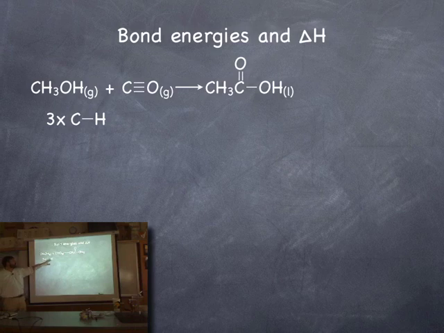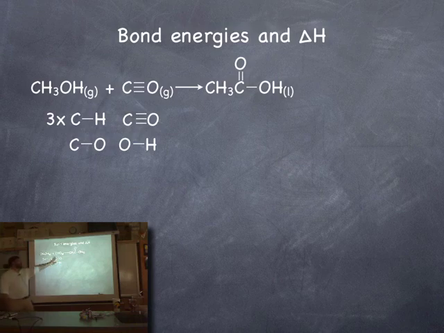So in addition to the carbon-hydrogen bond, I have a carbon-oxygen bond. And I have an oxygen-hydrogen bond. And I have a carbon-oxygen triple bond. These are the bonds I have to break to get back to individual atoms.